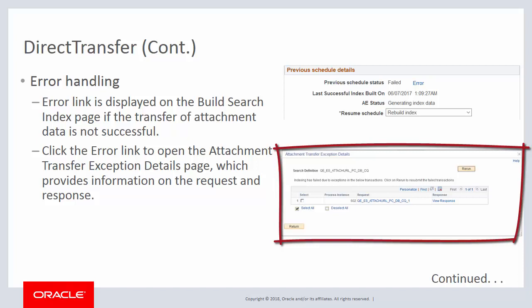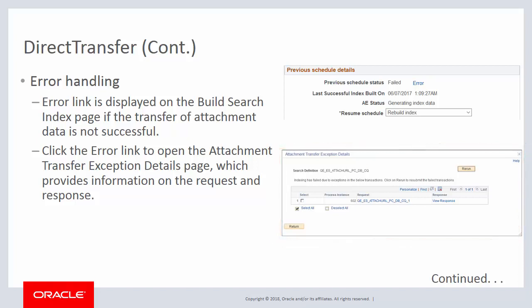PeopleSoft enables you to rerun the process from this page, but you need to consider the following while using the rerun button. Use the rerun button to resubmit the selected transactions to Elasticsearch. In the case where the maximum exceptions limit is not reached, when you select the rerun button, the transactions are directly submitted to Elasticsearch.